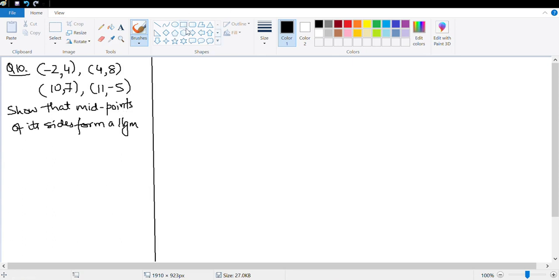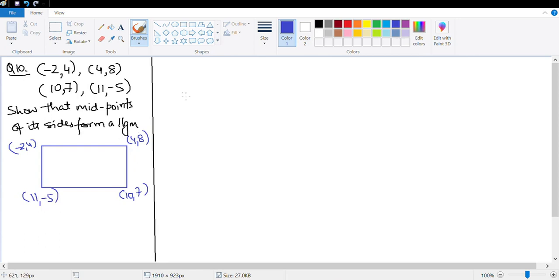So let's first draw a rough diagram and see how we can move on. Let's say this is my quadrilateral. Let's say this point is A, this is B, this is C, and this is D. The points A, B, C, D are not given, but let's just write the coordinates. -2, 4, this is 4, 8, this is 10, 7, and this is 11, -5. These are the coordinates of the four vertices of a quadrilateral.